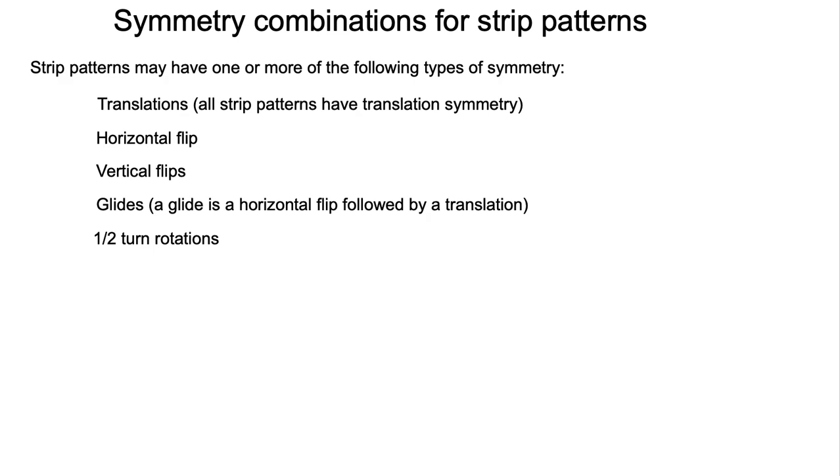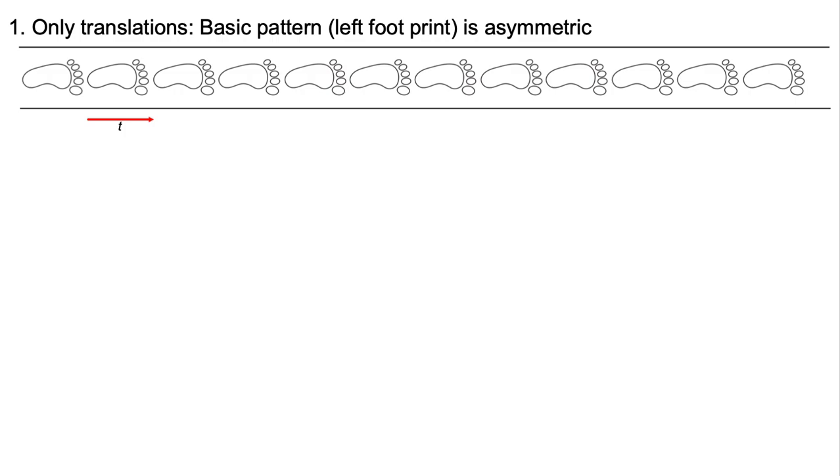So what I want to do is look at the various kinds of combinations that strip patterns might have. First of all, we can have strip patterns like this one that are made up of an asymmetric repeating shape, and the only symmetry we have is the basic translation. I can take this left foot to this left foot, and when I do this, the whole pattern moves 1 foot in the direction to the right.